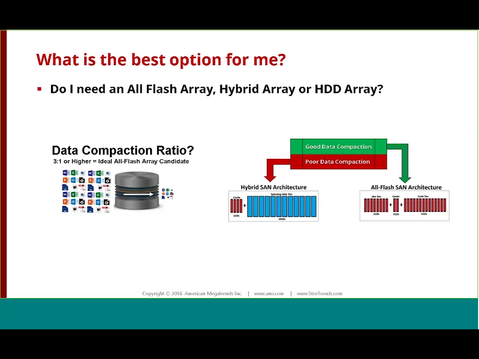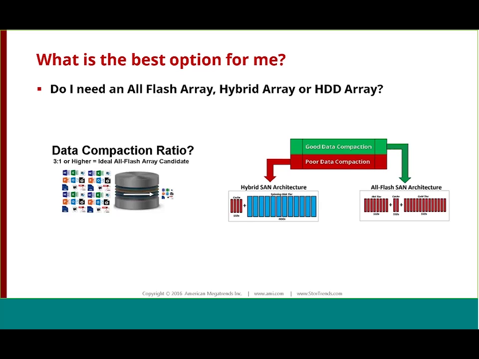All right, so final question here before we move into support and then jump into the demo. What's the best option for me? This is where a lot of our customers start. I want all flash, but I'm not sure I can afford it, but do I really need a hybrid, or should I just stay with an HDD array with what I've got now? It really depends on your data compaction. What's your data compaction ratio?